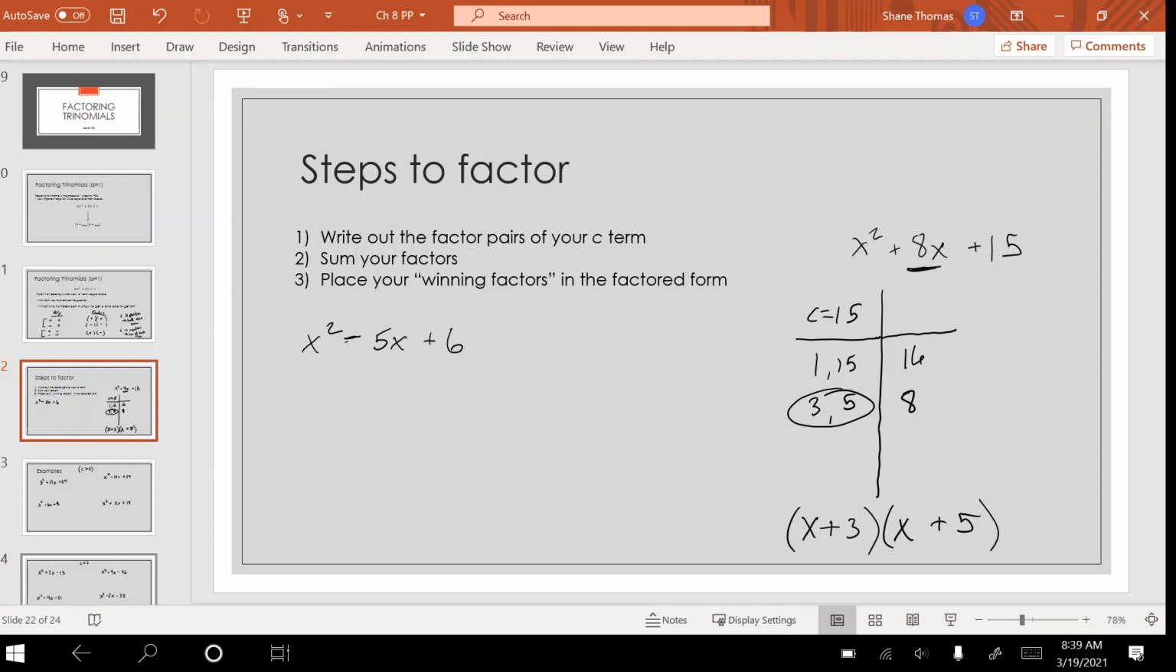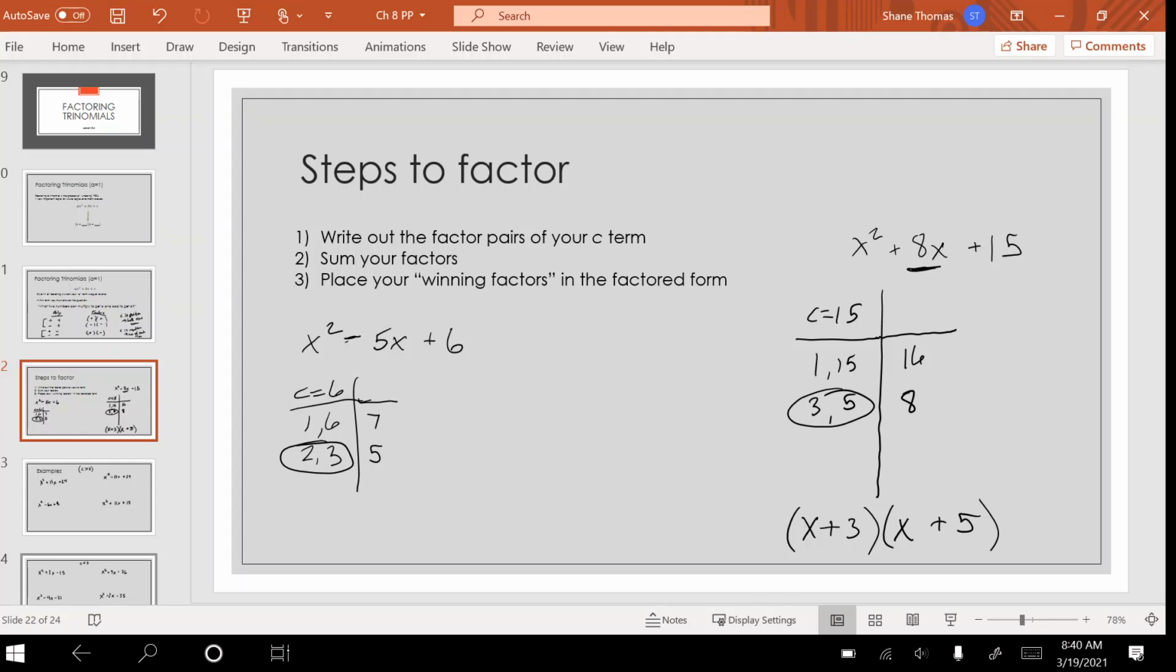All right, so I have C equals 6. What are the factors of 6? 2 and 3 and 1 and 6, right? 2, 3, 1, 6. Add them. What's 1 plus 6? 7. What's 2 plus 3? 5. So we get a winner there, don't we?